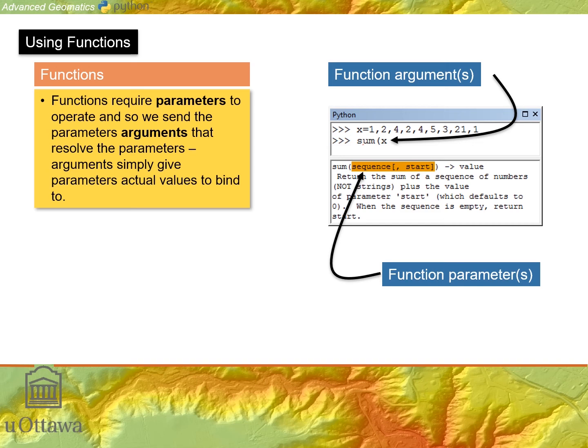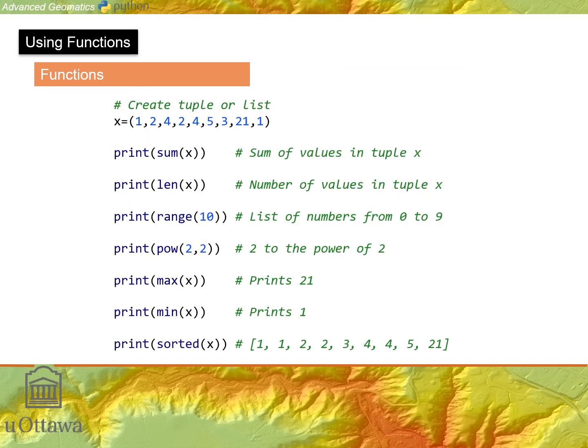So functions take in arguments. The arguments are passed to the function parameters. So x becomes the sequence, and then inside the function itself, again, it's a black box. Sequence is a name that's used in there in order to add up values and things like that. So using functions, here are some basic built-in functions of Python. So we'll try some of those.